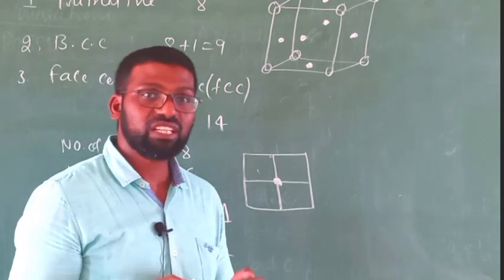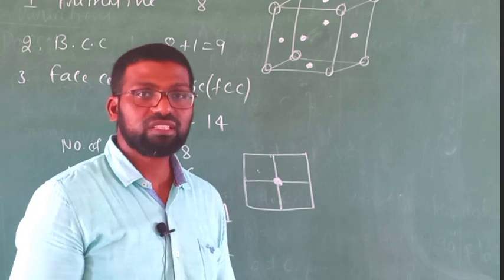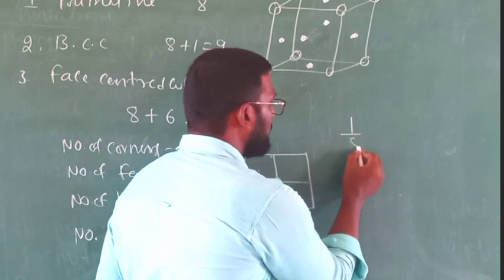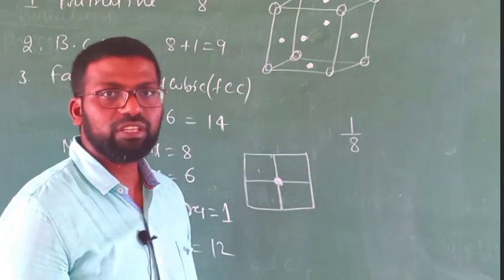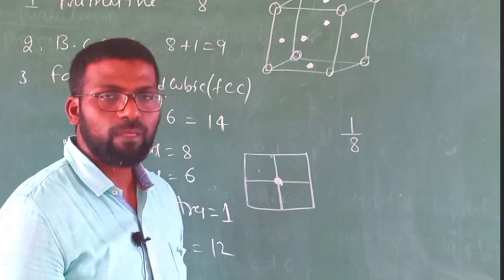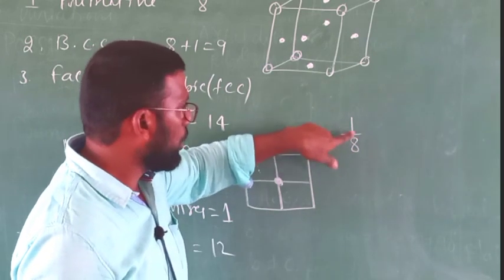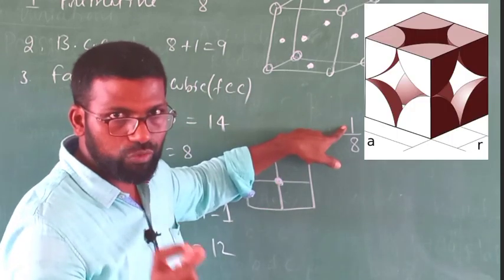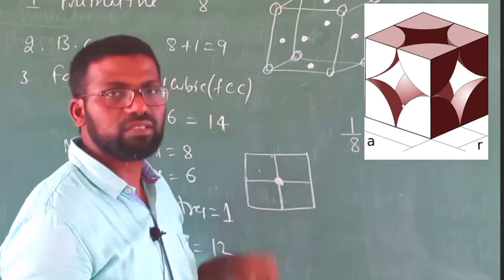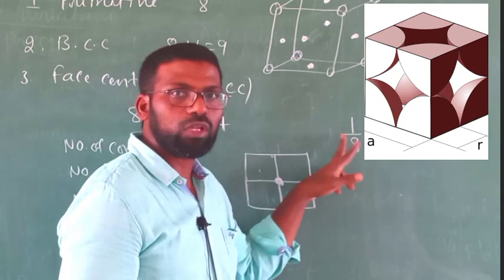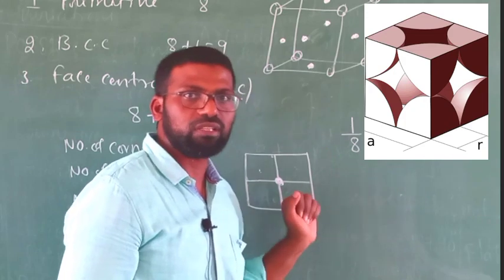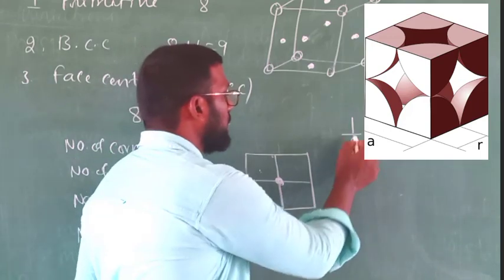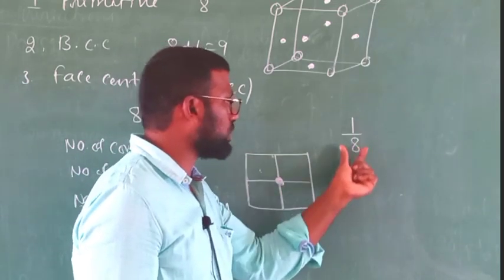Then what is the share of each unit cell? The share of each unit cell is 1 by 8. That means 1 by 8 means one atom at the corner is mutually shared by 8 unit cells. That is the meaning of 1 by 8. One particle is shared by 8 unit cells, so each unit cell will get a share of 1 by 8. That is, the contribution is 1 by 8.